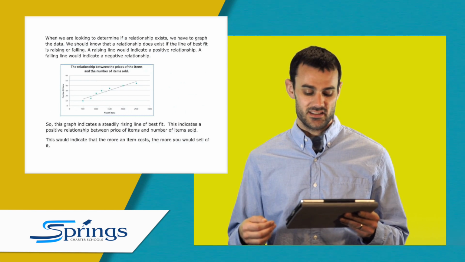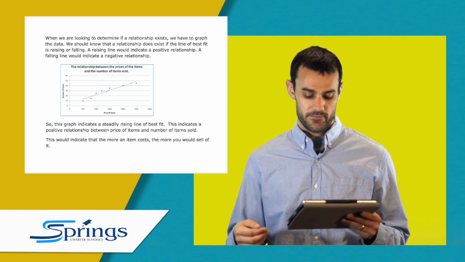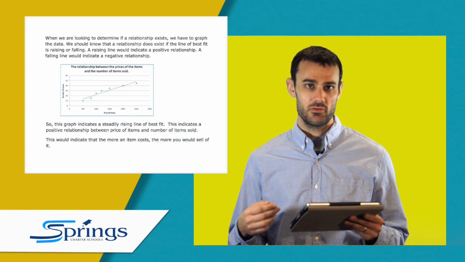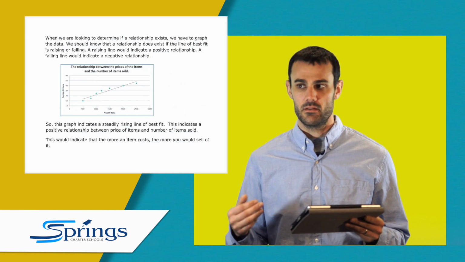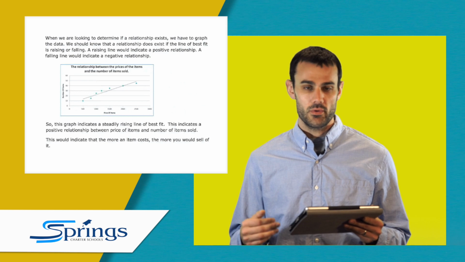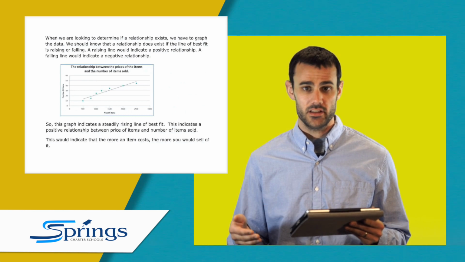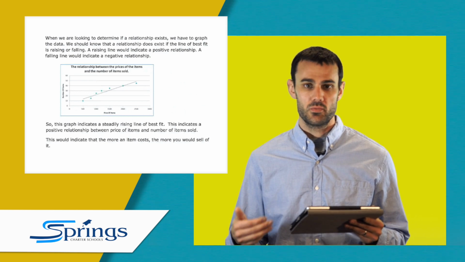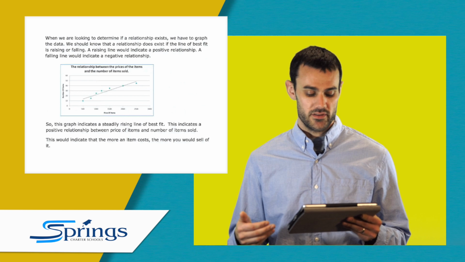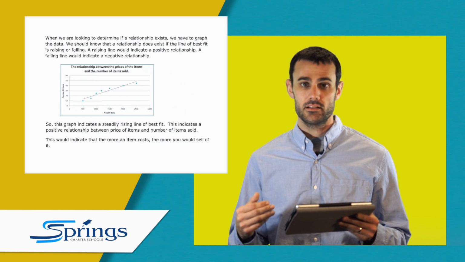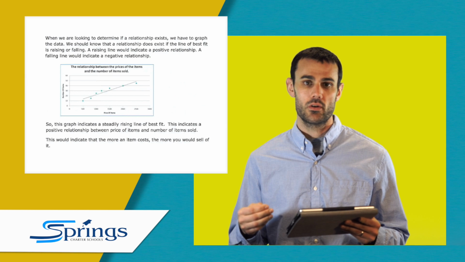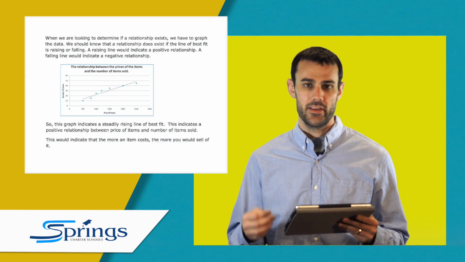So this graph indicates a steadily rising best fit line. This should indicate that this positive relationship is shown between the price of items and the number of items sold. So we have a nice example of a positive relationship in terms of a scatter plot, as well as a nice best fit line. We've got about 3 points above the line and about 3 points below the line. And in fact, in this case, we actually have one data set coordinate that's falling precisely on the line. And that's okay.